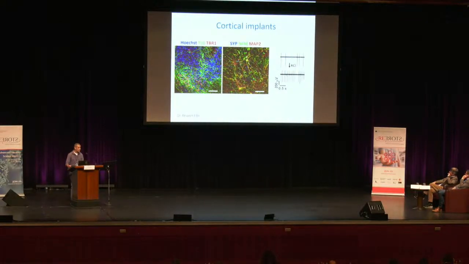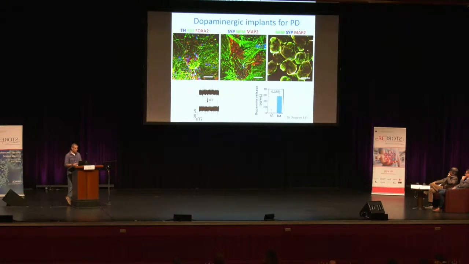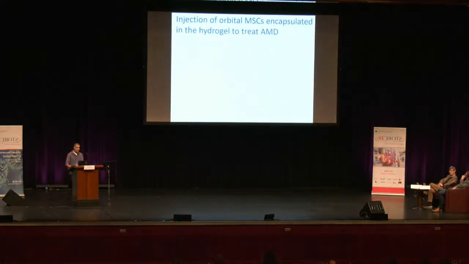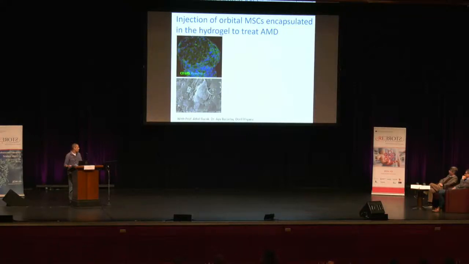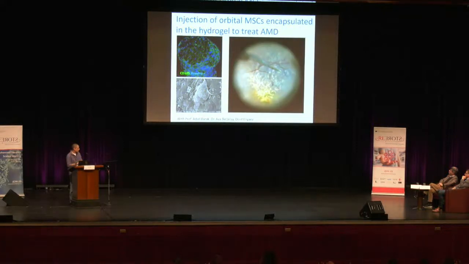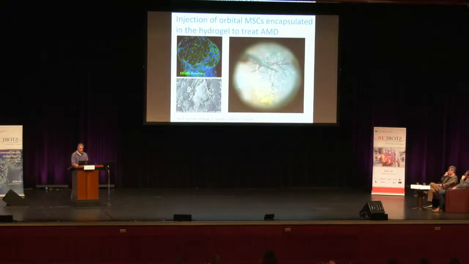So we can create cortical implants with the same procedure, and dopaminergic implants, as you can see here. These are 90-day implants in the lab that secrete dopamine, and as I mentioned, we're now transplanting these patches in animals. We also create mesenchymal stem cells encapsulated in hydrogels to treat age-related macular degeneration. We encapsulate the cells, and we're injecting them directly to the retina. This is now in process.